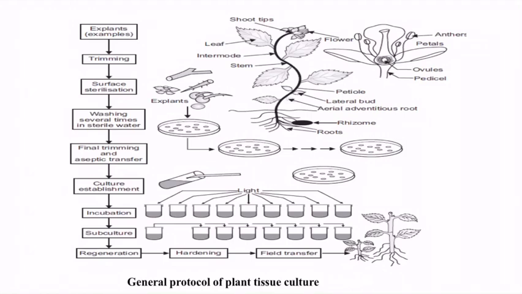And if our objective is to develop calluses, then we make equal concentrations of auxin and cytokinin so that we get desirable calluses. So after this subculture, according to the media or the growth hormones, the plant parts get developed. Whenever the plants are regenerated in tissue culture bottles or jars, then the important procedure is hardening.